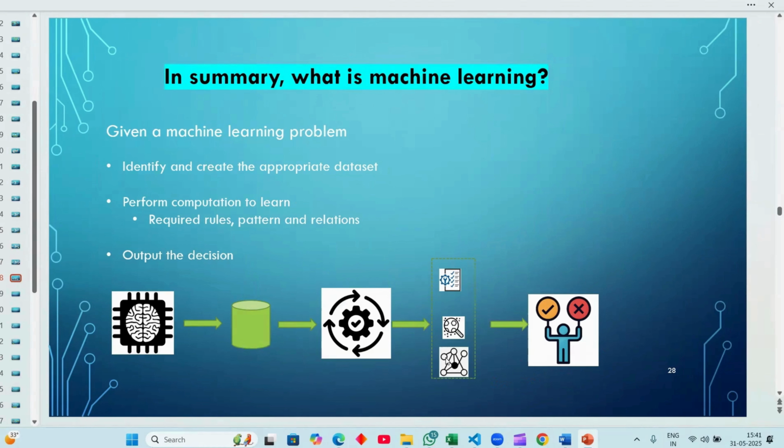Okay, view a machine learning problem, identify and create an appropriate data set, and perform computation to learn the required rules, patterns, and relationships. Okay, this is how the model will generate, the machine learning brain. Simply, using a brain, we assign some data sets. After that, we give some curriculum task for the machine. While taking the task, it depends on the required data. It proceeds through steps like analyzing the data, finding the patterns, and building a logic. After that, we get a proper output.